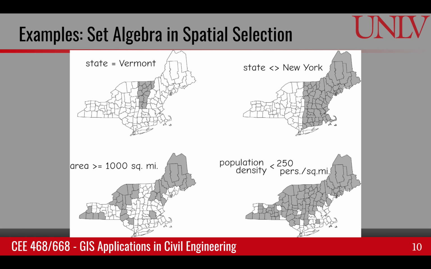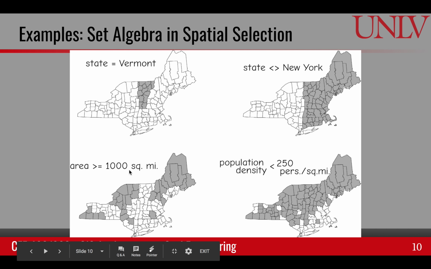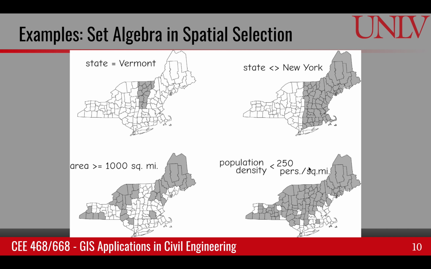And here are some other examples. Find all the counties where state is not equal to Vermont, or state is equal to Vermont, or state is not equal to New York, or the area is greater than or equal to 1,000 square miles, or the population density is less than 250 persons per square mile. So you can see all of these criteria are spatial criteria, and they end up resulting in a spatial selection, which is a subset of all the sets of features.